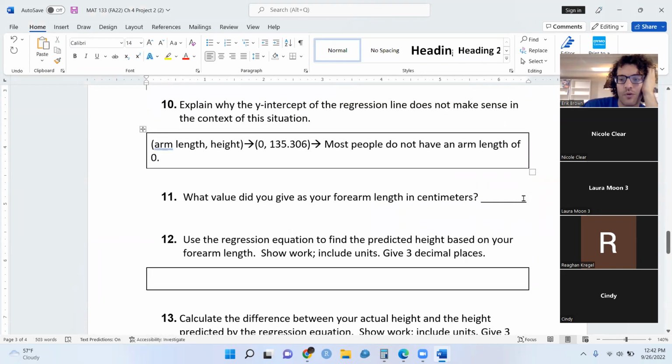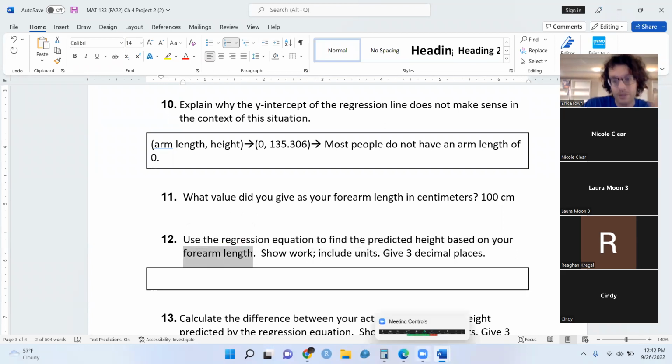So just for helpfulness, I don't have a good concept of centimeters. Let's all use our estimate for our forearm length as 100 centimeters. Does that seem reasonable, or is that a lot? That's a meter. A meter long forearm, does that seem right? Whatever. So this says, use the regression equation to find the predicted height based on your forearm length.